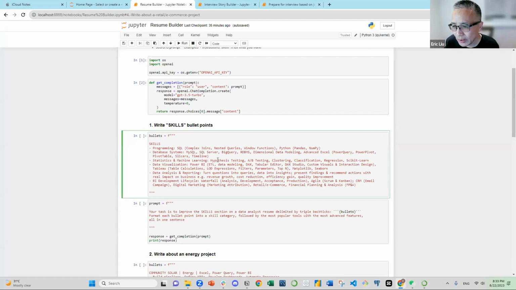Stats and machine learning. This is definitely important. You can get asked questions about hypothesis testing, A/B testing, clustering, and classification. So these are just different ways of doing machine learning and regression. And scikit-learn is just a Python library for machine learning. Okay. Any questions so far?